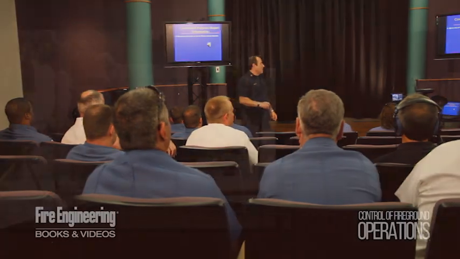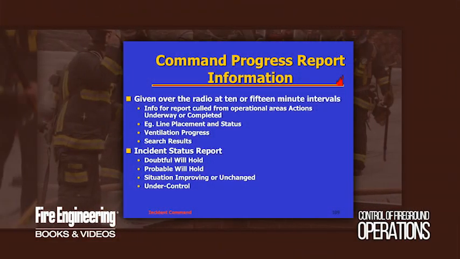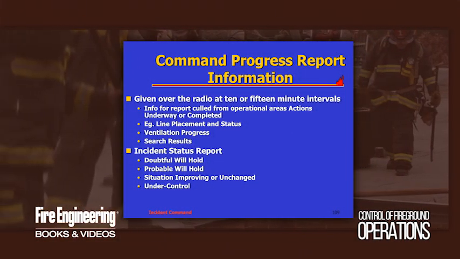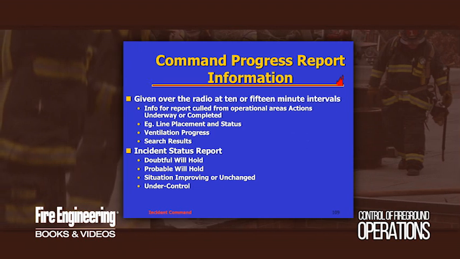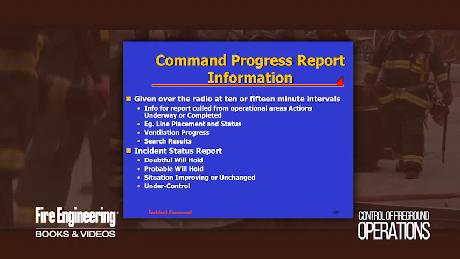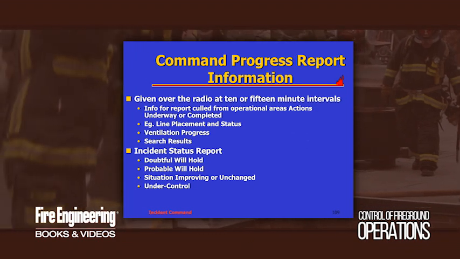Command progress report. This is what I'm doing. I talked about when I get my division progress reports, I give my command progress report. And it's usually information from the operational areas. It covers basically the same stuff we covered before. Where are my lines now? What's the ventilation? Where are my searches? What am I doing with that? And my incident status. So it's very much the same report as I gave before. It's just going to be more information because we're further on in the incident.